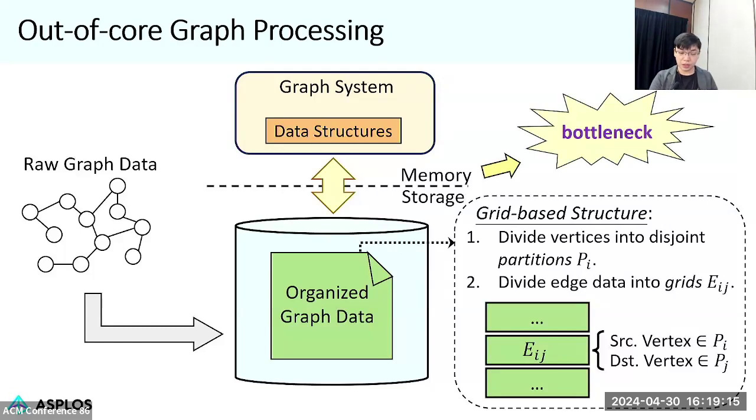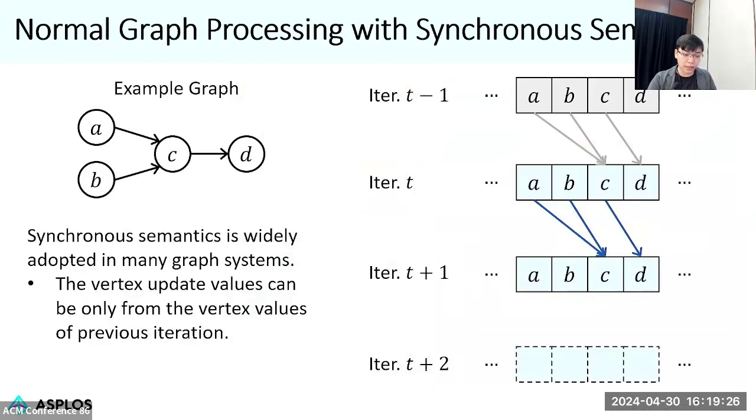However, because storage I/O is slow and is typically a bottleneck for this type of graph system, how to minimize the I/O becomes our main objective in this work. Another important feature for a graph system is to provide users with semantics. With these semantics, users can expect how the graph system processes a graph, and therefore can implement the graph algorithm correctly.